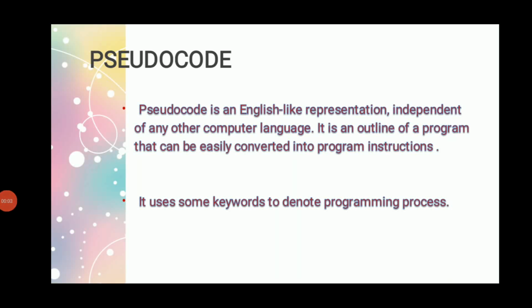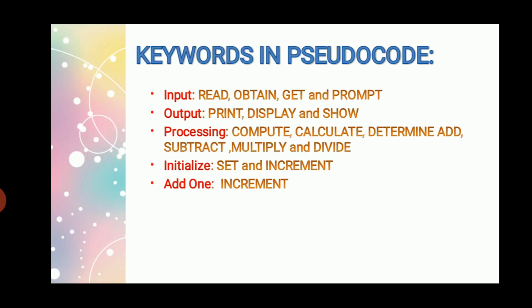Now we will understand what pseudocode is. Pseudocode is very much similar to a programming language. That means you can use an English-like representation, you can use your own words in this pseudocode, and you can take help of some keywords to denote the programming processes. The keywords used in pseudocode: for input we can use read, obtain, get, prompt. These four keywords are used for input, or you can write take input, because this is an English-like representation.